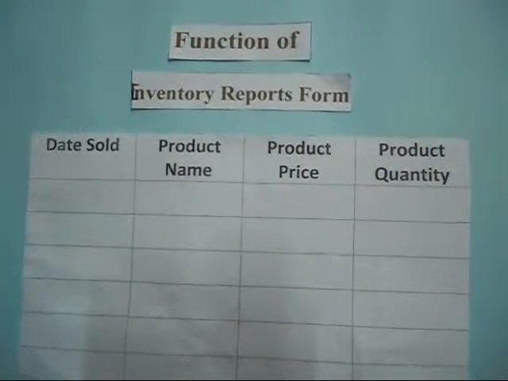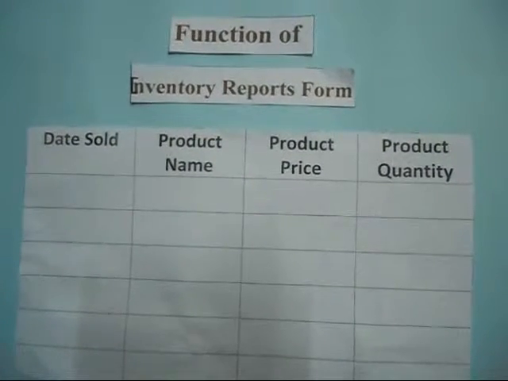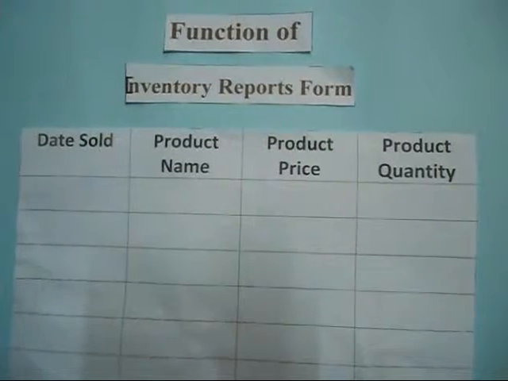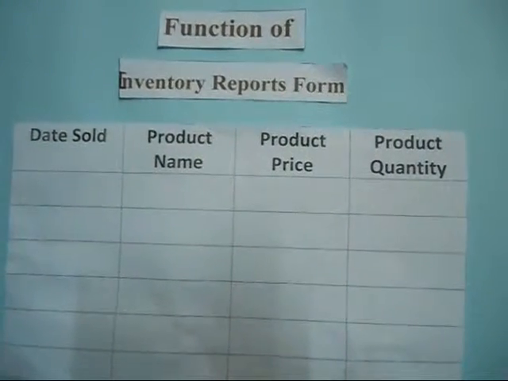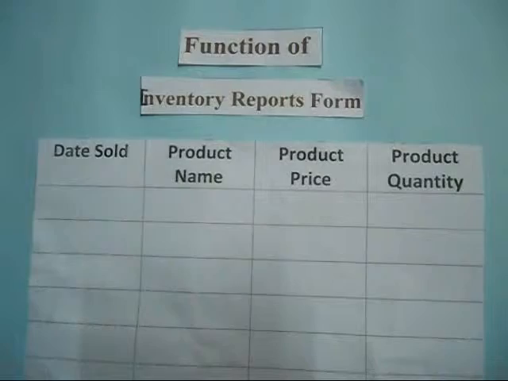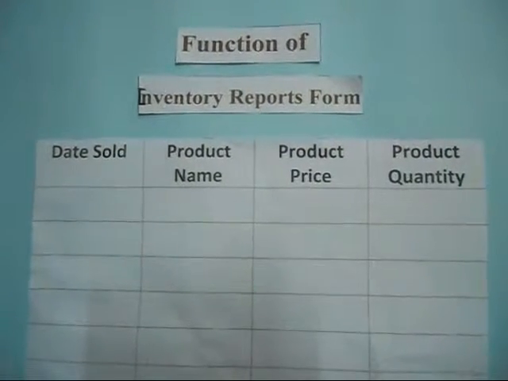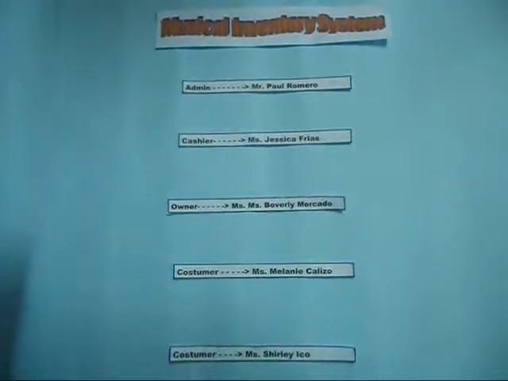And last is the inventory reports form. It is where the owner or the admin can view the sales reports. In this report, they can track products sold in their business. Our inventory system is composed of 4 user groups. First is the admin, second is the cashier, third is the owner, and lastly the customers.